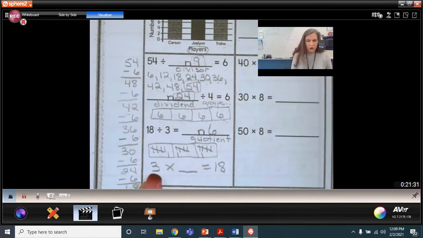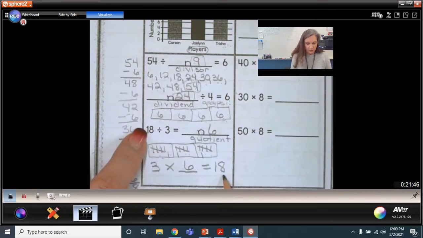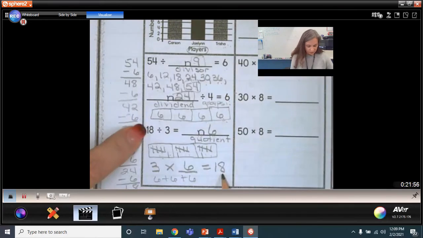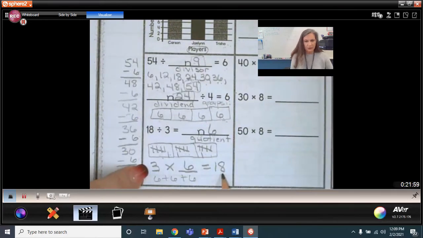So now we can check using multiplication. Do I have 3 groups? Yes. How many do I have in each group? I have 6. When I add these 3 groups of 6, do I get the 18 that I used to start with? Well, 6 plus 6 is 12, plus 6 more, yes, is 18. So using what I know about division, I can check by using multiplication.